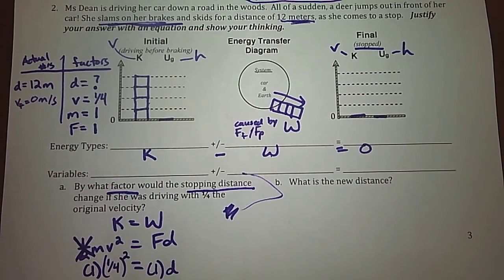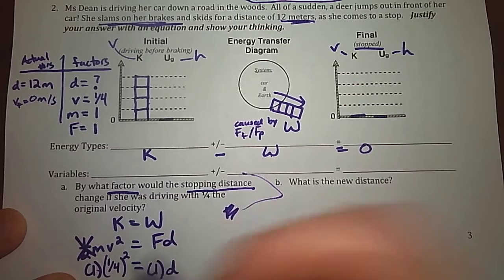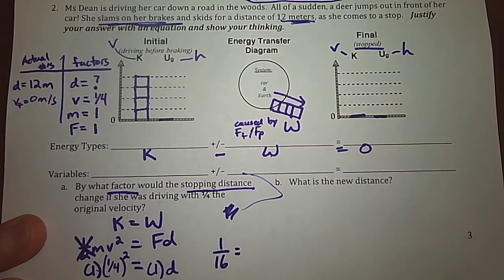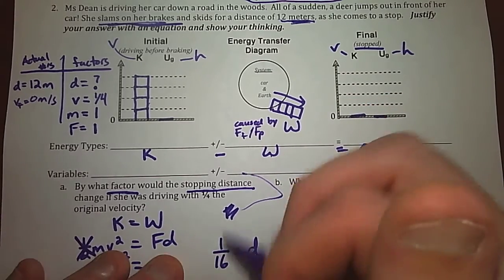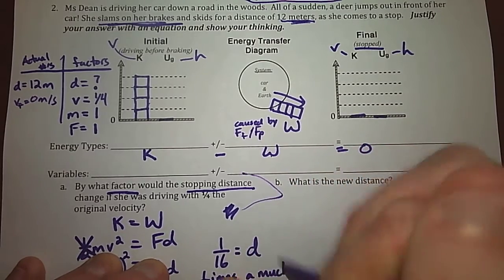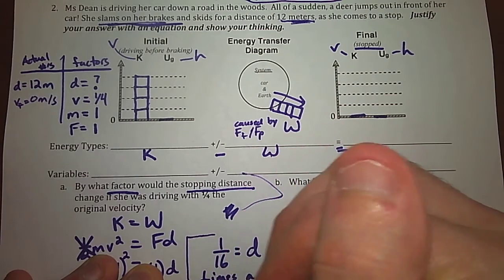So now I just need to do the math, right? 1/4 squared. How we do this is you square the numerator, then you square the denominator. So 1 squared is 1. 4 squared is 16. So it ends up being 1 times 1/16. So on my left side, I'm going to have 1/16, is equal to, well, 1 times d is just distance. So boom, I've actually already solved this. My distance is 1/16 times as much. So just by going 1/4 the velocity, we really decrease that stopping distance.